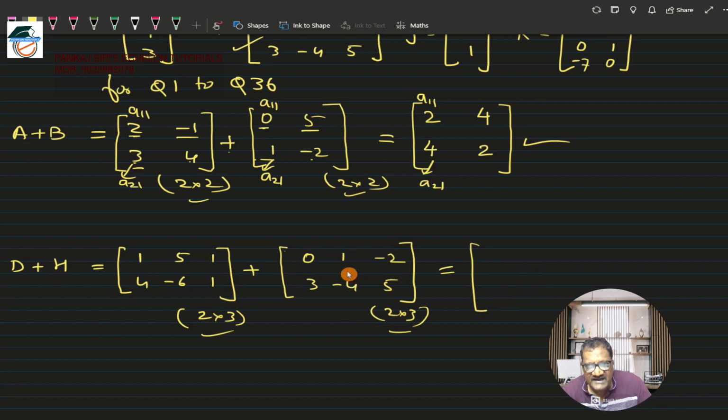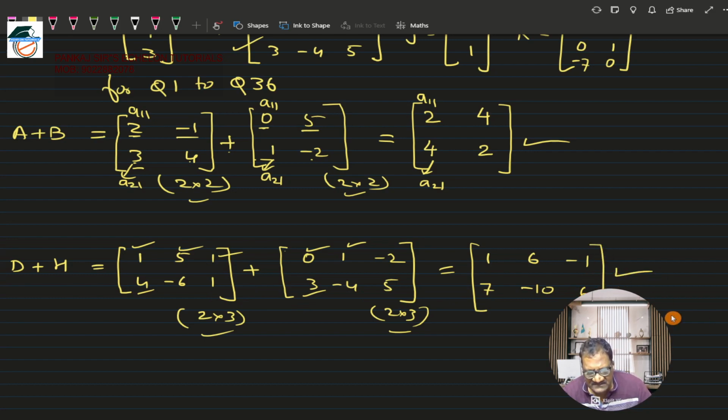The corresponding elements you have to add. So this and this you have to add. 1 plus 0 is 1. Then this and this you have to add. 5 plus 1 is 6. Then this and this. 1 and minus 2 will be minus 1. Then this and this. 4 and 3 will be 7. You have to add. Okay. Minus 6 and minus 4 you have to add. So minus 10. And 1 and 5 you have to add. So answer will be 6. So this is the answer for the second one.